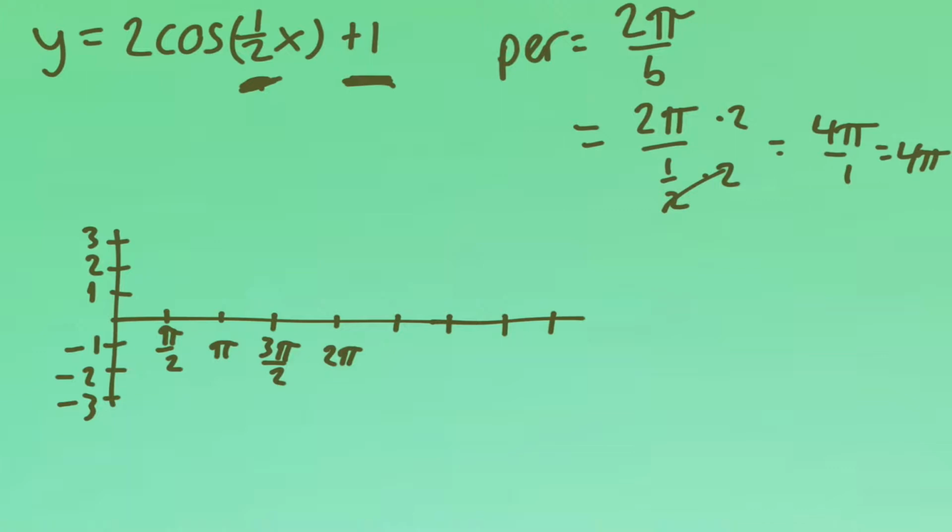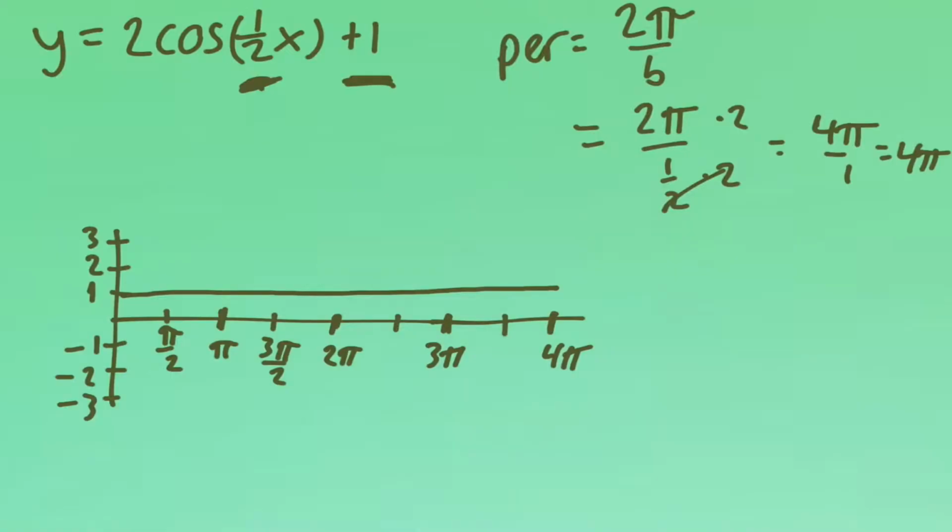My axis is labeled up to 2 pi. I need to label it up to 4 pi. So every other is another pi. I'm not going to label every single one. There's 4 pi. It's going to be all the way to 4 pi. And we didn't have to shift it horizontally at all. There wasn't a phase shift.